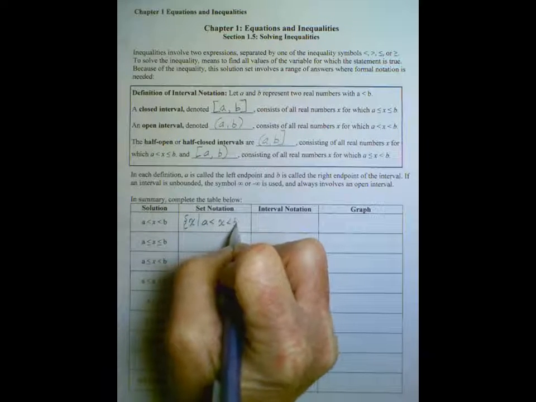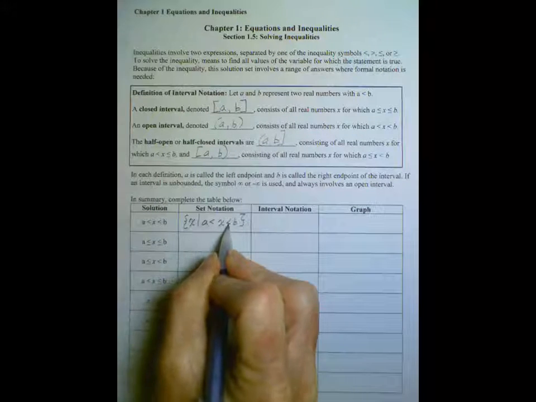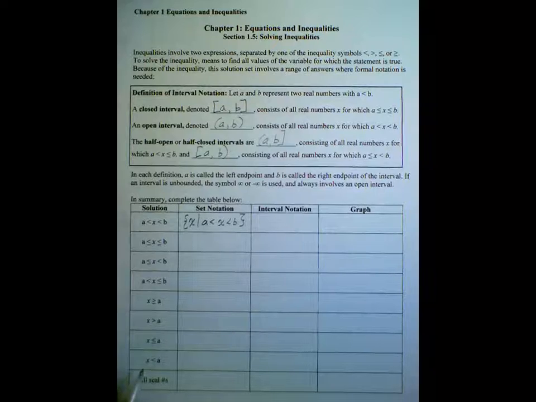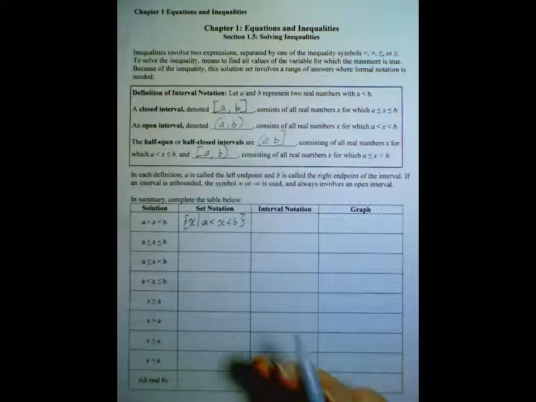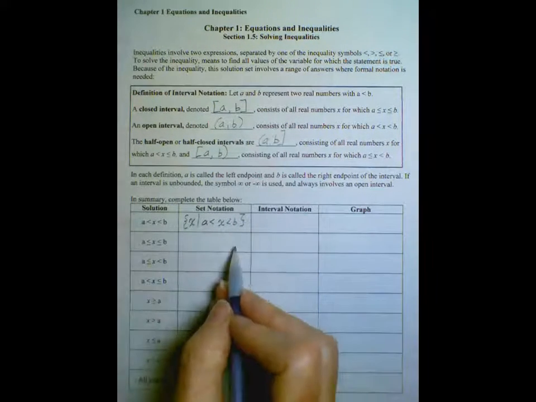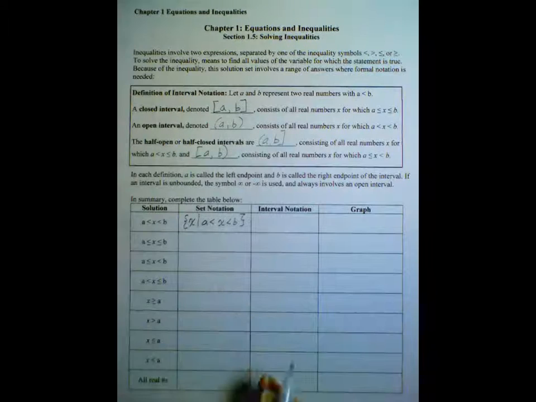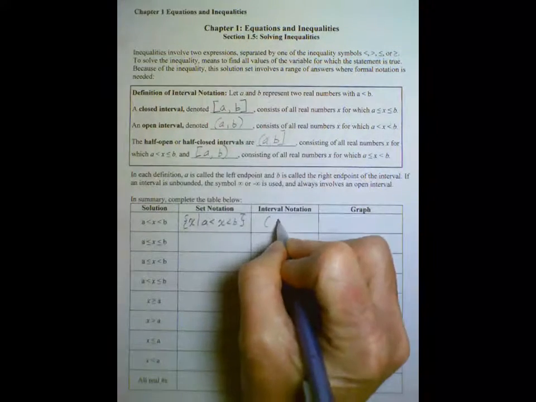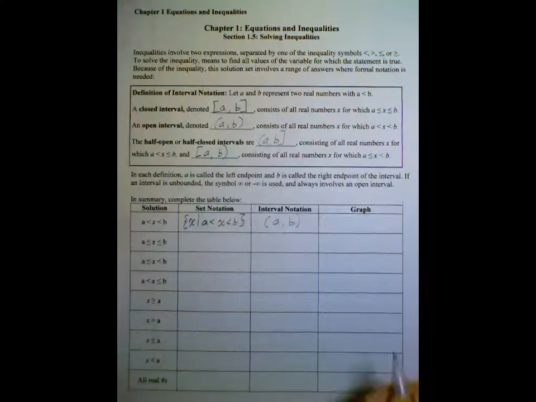x is greater than A but less than B. Notice I just took this and plunked it right in there. That's all you do. So every one of these is going to be like that. The set of all x such that, put that in. We need the curly brackets because that says the set of. All right, in interval notation, well, we already saw what this looks like. This was an open interval, right? A to B, but not including A or B.